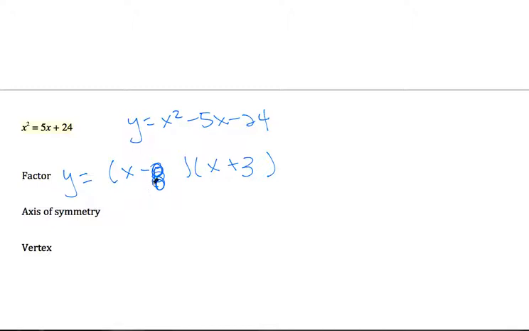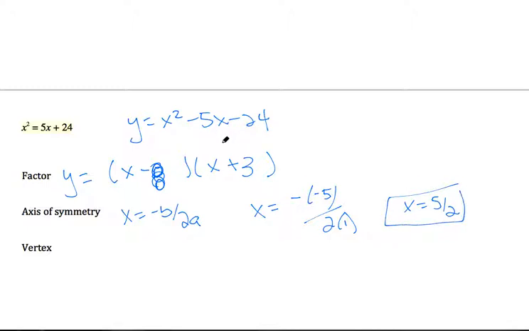The axis of symmetry is x equals negative b over 2a. Remember, the axis of symmetry is the imaginary vertical line that, if I folded the parabola on it, would fold in half. So I use the values that are up here. Negative b is negative negative 5, over 2 times 1. So x is equal to 5/2 is what the axis of symmetry is. These are your answers.